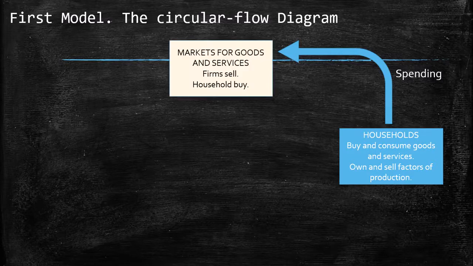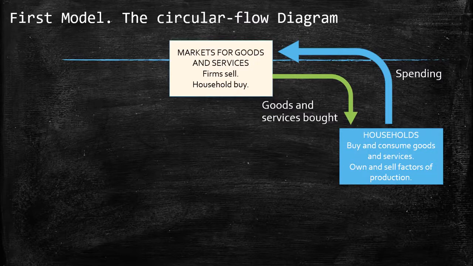They go to the markets for goods and services, where the firms sell and the households buy. Instead of spending, what do the households receive? They receive the goods and services that they already bought.